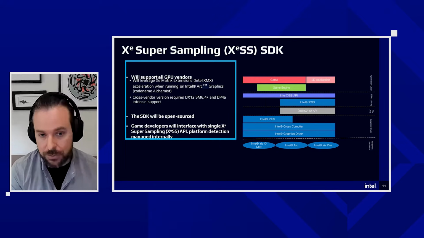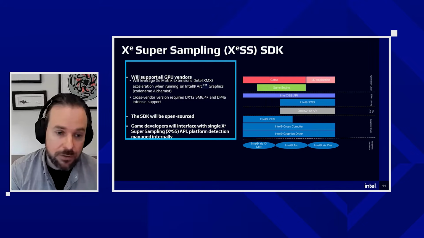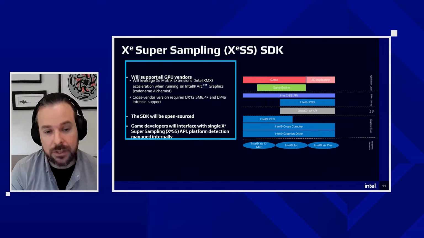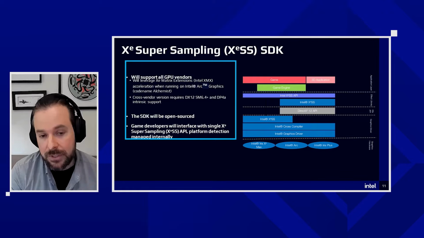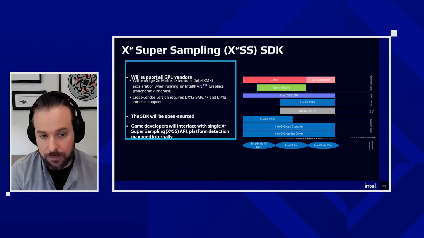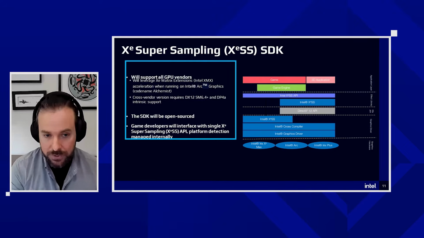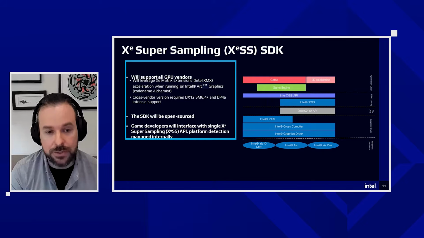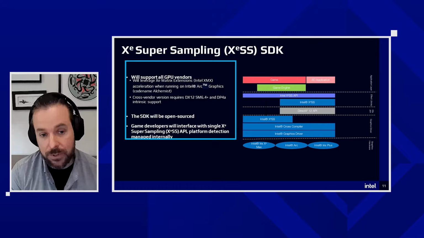So for Intel, we'll have a special path, but for all platforms that support DX12 shader model 6.4, XeSS will also work, and it will basically use HLSL shaders for the implementation. There's one intrinsic that's needed. That's the DP4A intrinsic, and most modern GPUs support that. So XeSS will work on most GPU vendors.